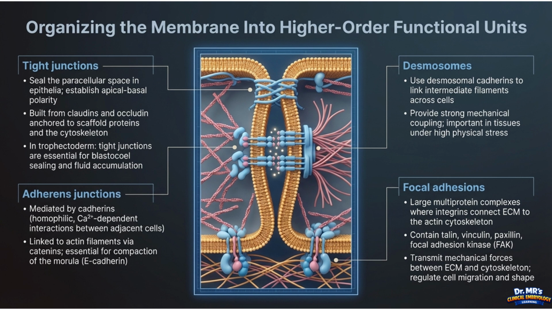Desmosomes use desmosomal cadherins, specifically desmogleins and desmocollins, to link intermediate filaments rather than actin filaments between adjacent cells. This alternative cytoskeletal connection provides exceptional mechanical strength, which is why desmosomes are particularly abundant in tissues that experience high physical stress, such as skin and cardiac muscle. In the embryo, desmosomes appear later than adherens junctions and contribute to the mechanical integrity of the trophectoderm.